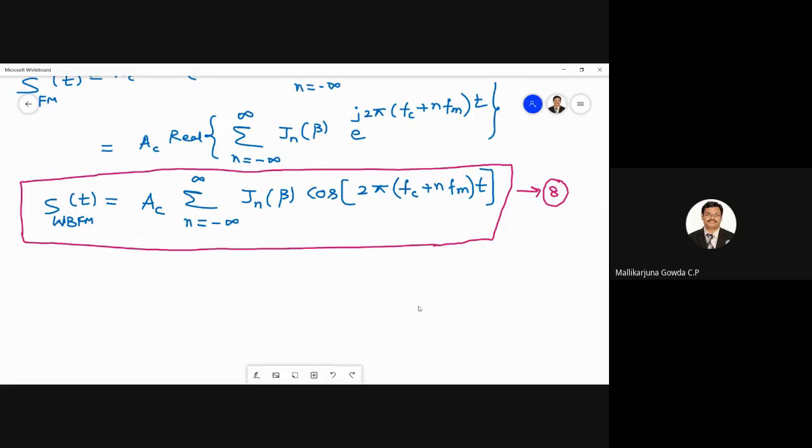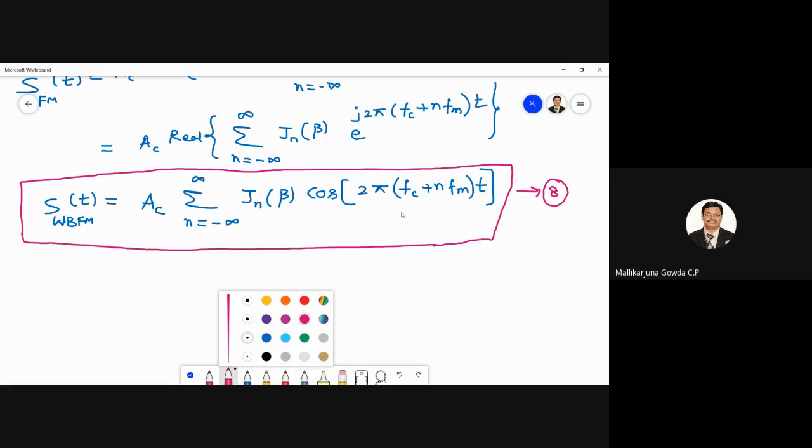Just to say, see here cos of 2 pi of (fc plus n into fm). In the previous case, in narrowband FM, we have only one pair of sidebands. Here it is fc plus n into fm, and the value of n varies from minus infinity to plus infinity. If you substitute n as plus or minus 1, we get fc plus fm as one component and fc minus fm as another component.